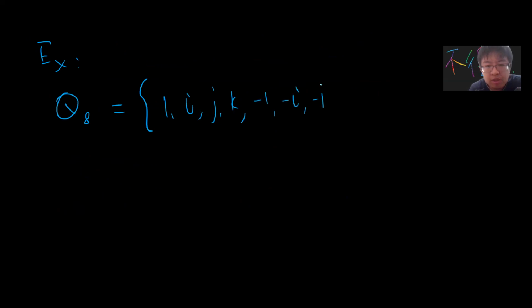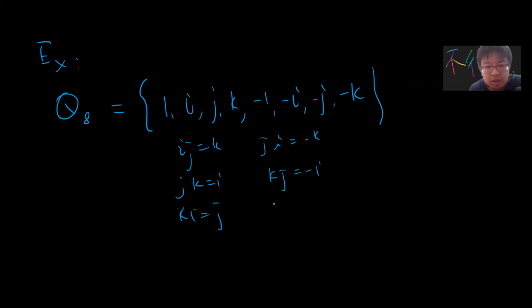Another final result I want to say is that the famous Q8, the quaternion group, is solvable. The quaternion group contains 1, i, j, k, and then -1, -i, -j, -k, which satisfy ij equals k, jk equals i, ki equals j, and ji is -k, kj is -i, and ik is -j. So Q8 is solvable.